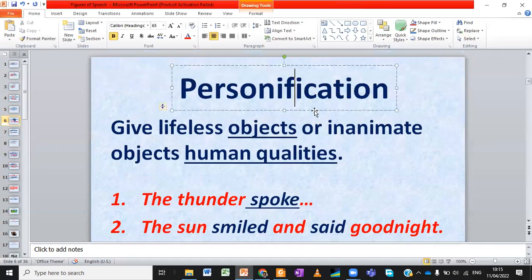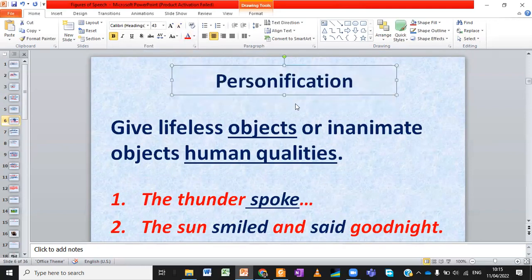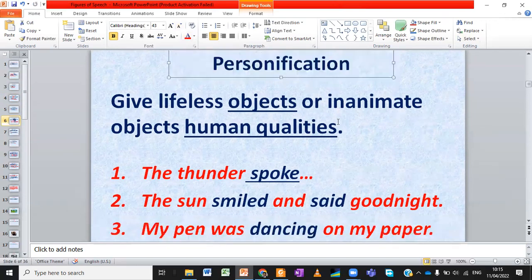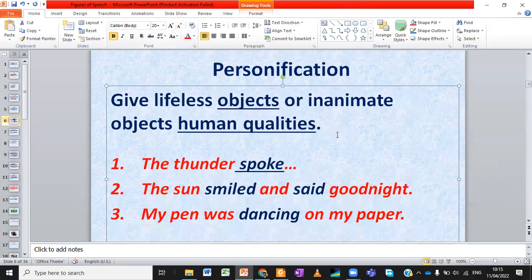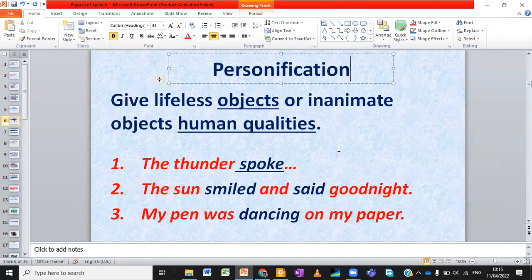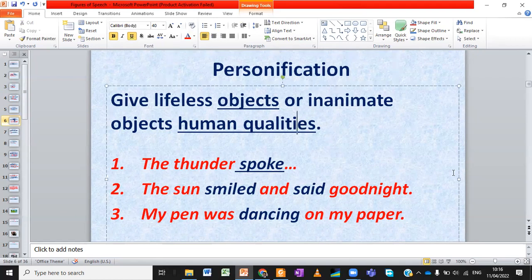Now, this one, are you a cartoon lover? Do you watch cartoons or 3D animation? Like Tom and Jerry, Peter Rabbit. Okay, in real life, animals don't talk. Do you agree? Yes. In real life, objects don't move. They don't dance. They don't sing. They don't cry. When you give animals or objects human qualities, you make them look as if they are human beings. That is personification.